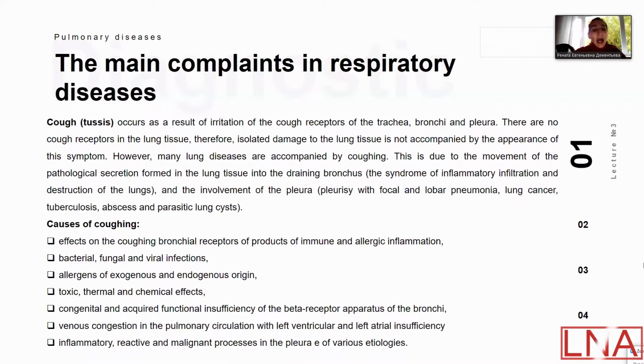A cause of cough can be congenital and acquired functional insufficiency of the beta receptors of the bronchi, or some imbalance in the function of the beta innervation of the bronchus, like smooth muscle innervation. Next, venous congestion in the pulmonary circulation with left ventricular and left atrial insufficiency, and inflammatory, reactive, and malignant processes in the pleura, and this is about their etiology.